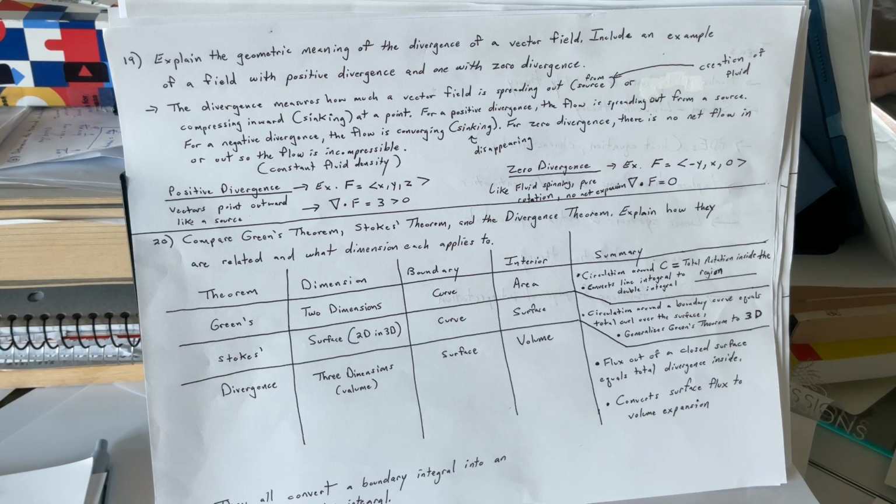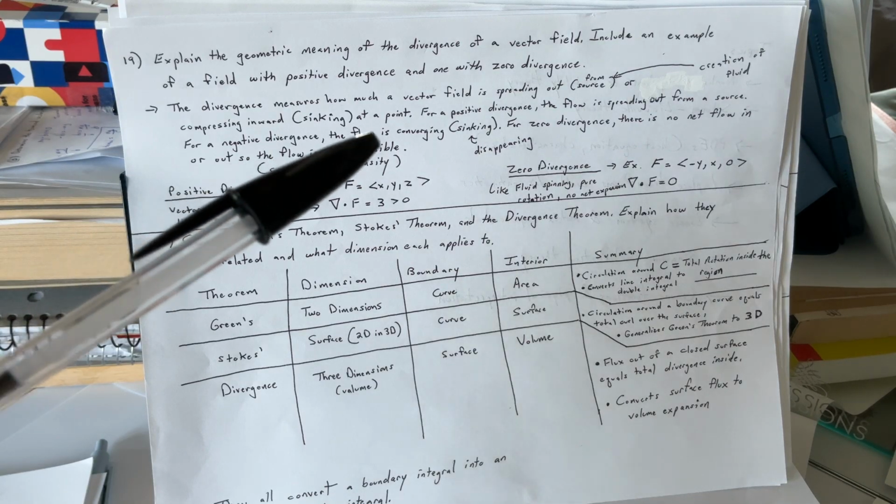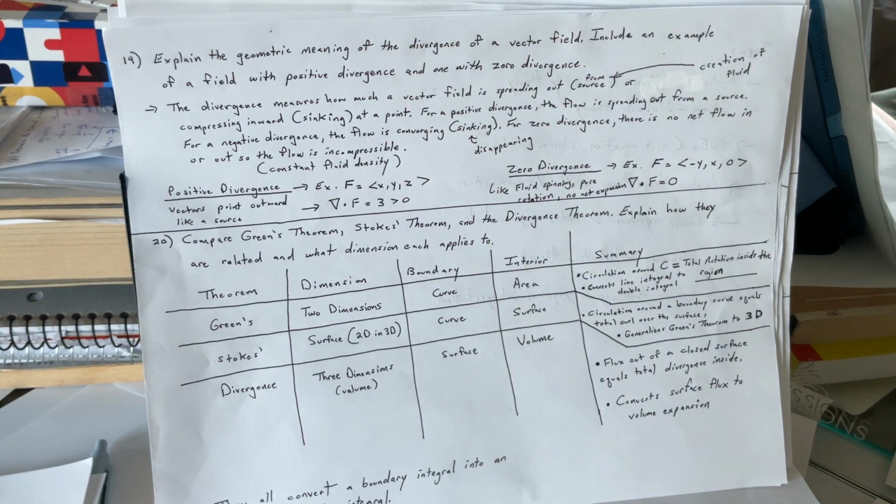So here's what we could say here. Basically, a divergence measures how much a vector field is spreading out from a source, okay? Or compressing inward, sinking at a point. Now for a positive divergence, the flow is not coming in. Positive divergence, the flow is spreading out from a source. So think of a creation. It's spreading out from a creation in this situation. And for a negative divergence, the flow is converging, it's sinking, or it's disappearing.